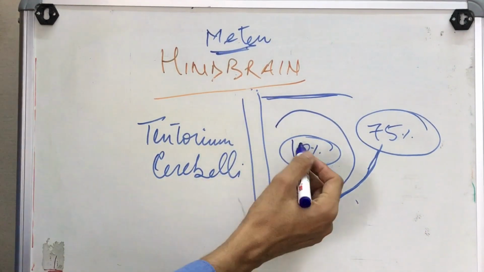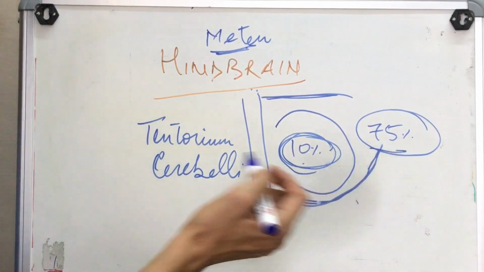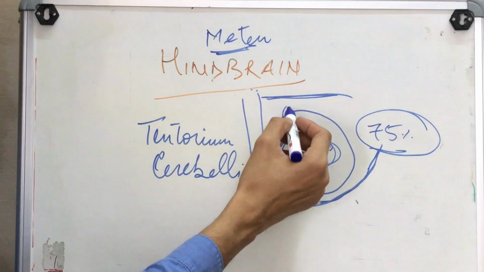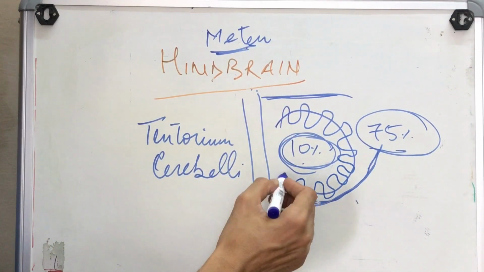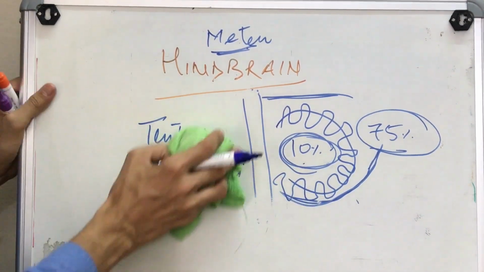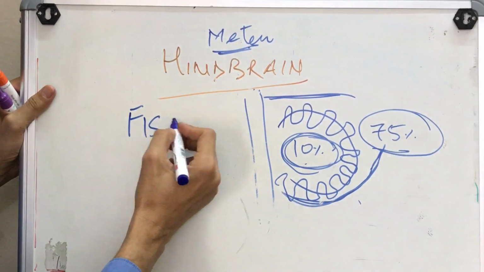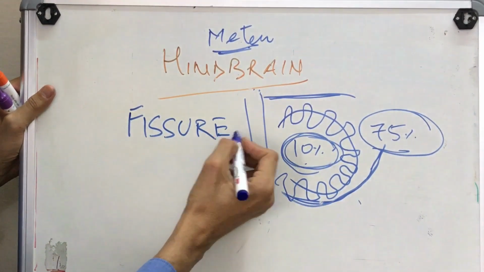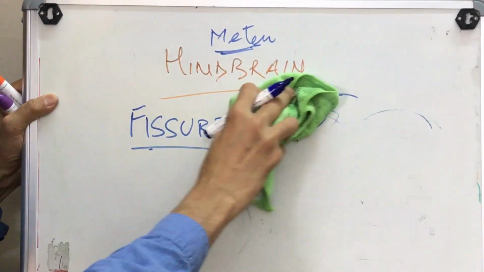So it means this cerebellum, though its weight is 10%, has a surface area of 75%, which means there are many folds there, multiple folds. It is excessively folded compared to the cerebral cortex. And because of this folding, there are so many major or minor foldings. Those are called fissures. Out of those fissures, there are two of major concern.